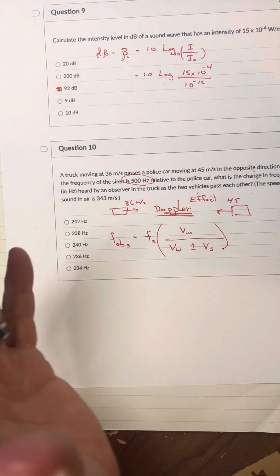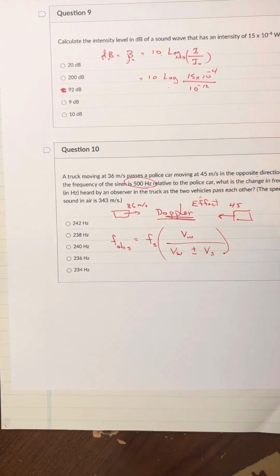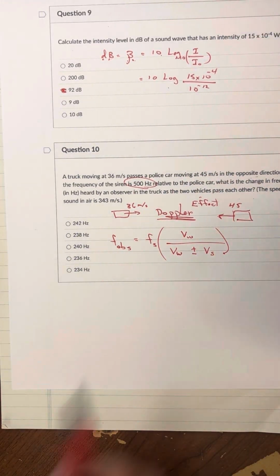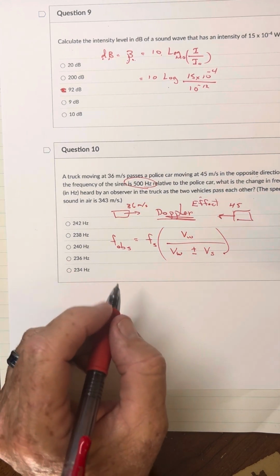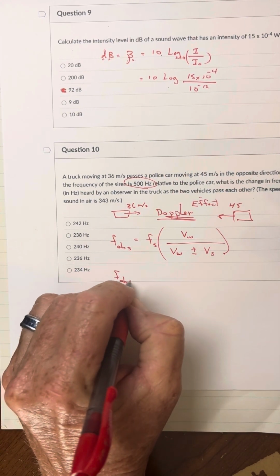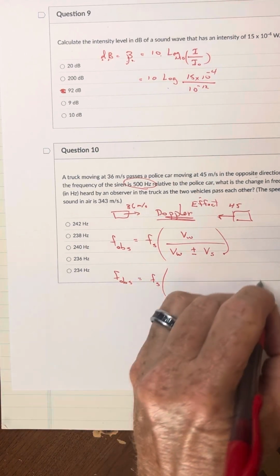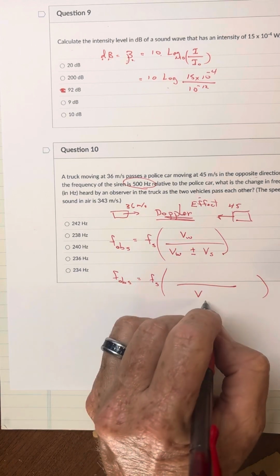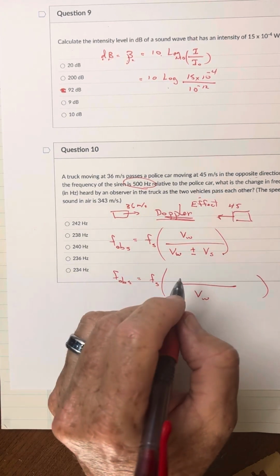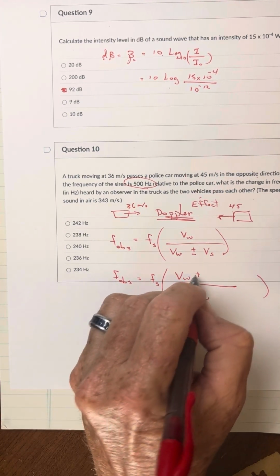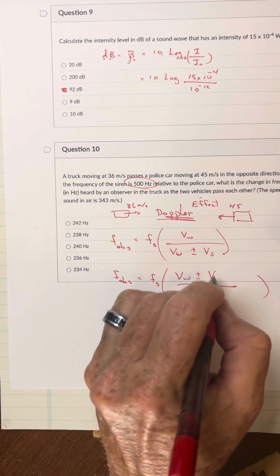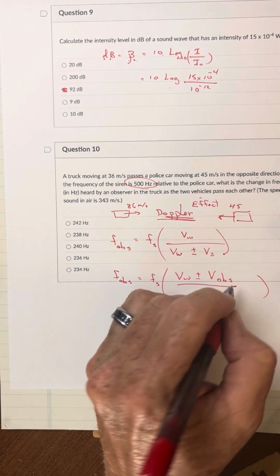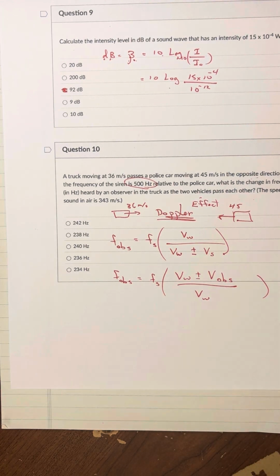If they're moving together, you use the minus sign. If they're moving away, you use the plus sign. And of course, there's another nice little equation that looks much the same. Here you have the velocity of the wave, and again, plus or minus the velocity of the observer. This is what you will use when the observer is moving. And we've got both of those.